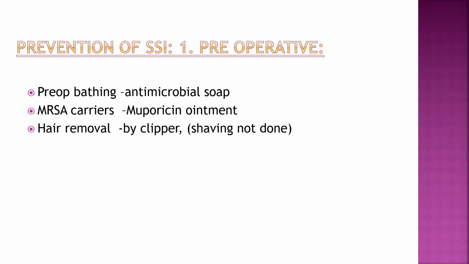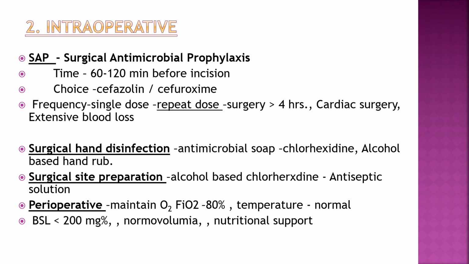So prevention of SSI, first is preoperative prevention. In that, preoperative bathing of the patient should be done with the help of antimicrobial soap. Then for MRSA carrier patients, mupirocin ointment is used. Then hair removal should be done by clipper, shaving is not done. Intraoperative, so SAP, that is surgical antimicrobial prophylaxis, is there. It should be given 60 to 120 minutes before incision, and antibiotics used can be cefazolin or cefuroxime.